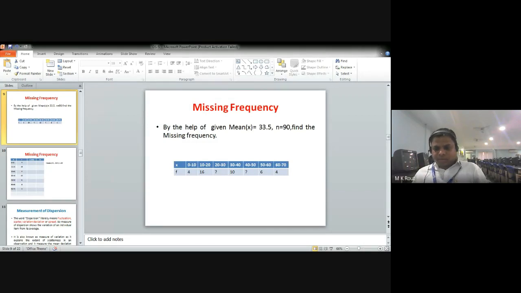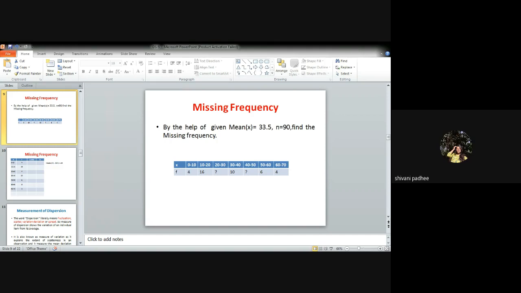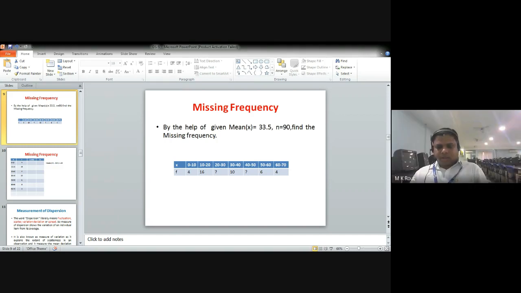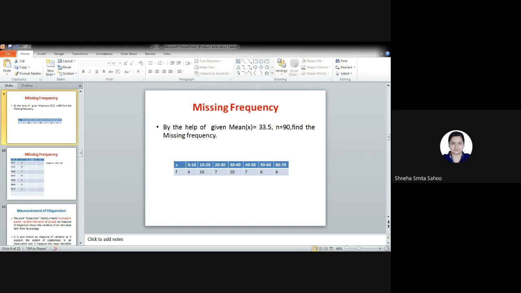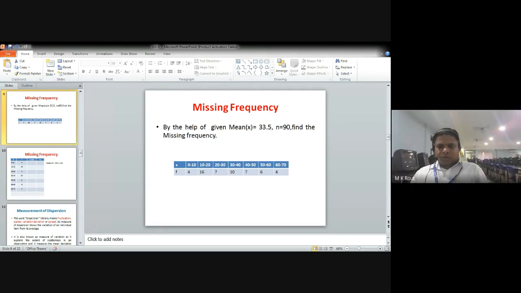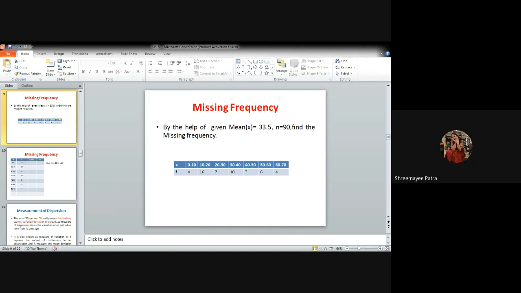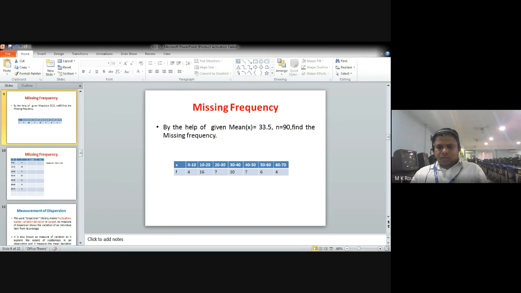Shivani Padi. Sir, yes, doing the answer. Okay. Smita Sahu. Sir, solving. Okay, good. Simi Patra. Sir, solving. Okay. I will move to the next table, for those who have already written the data. Okay.